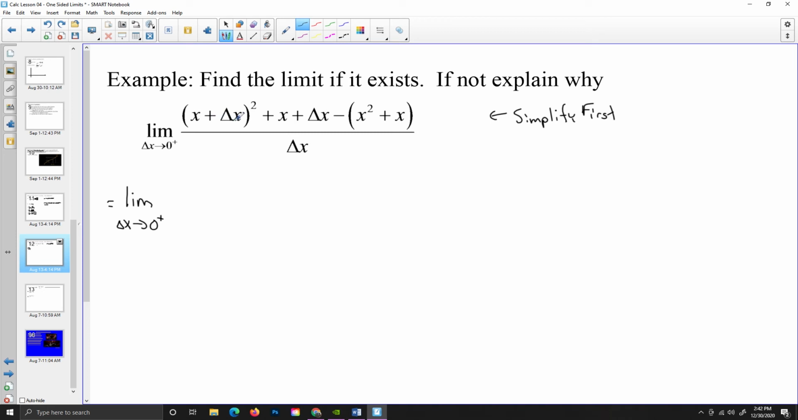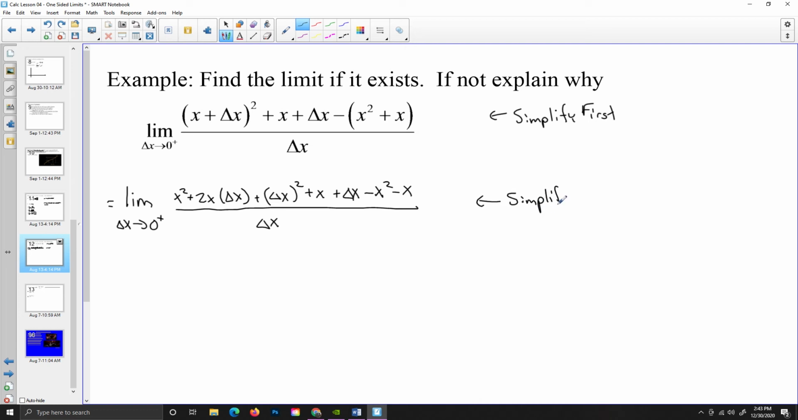And so x plus delta x quantity squared, that thing I'm going to have to multiply out, and when you multiply it out, it turns into x squared plus 2x delta x plus delta x quantity squared plus x plus delta x, and then I have to distribute this negative to both terms, so I have a minus x squared and a minus x, and that's still all over delta x. Well, again, we're going to simplify because we get some things to cancel out here.